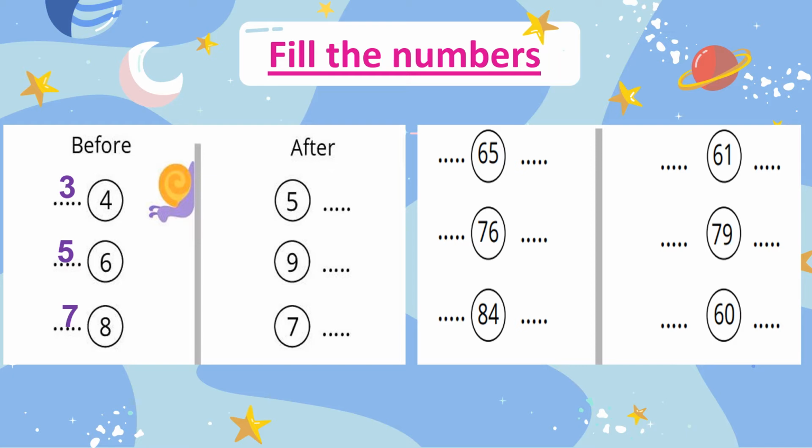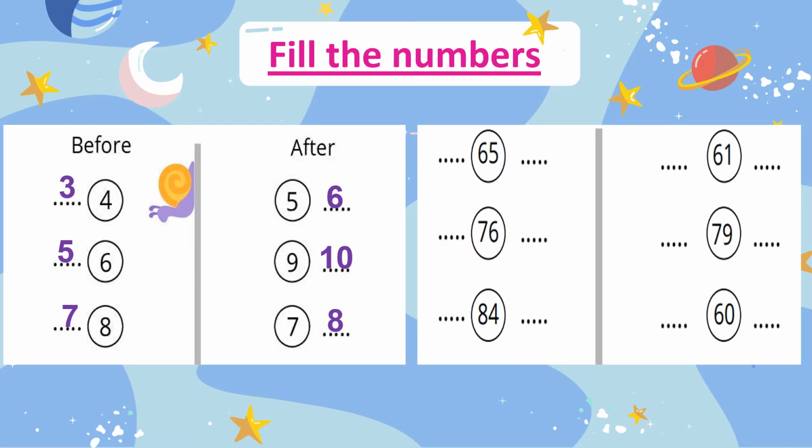In the second line, he wants the numbers that come after. So after means next. So what is the number next? 5, 6. What is the number next or after number 9? 10. What is the number that comes next or after 7? 8.